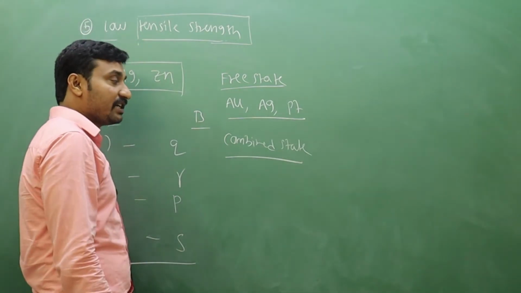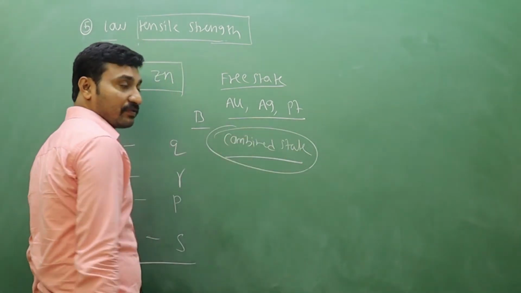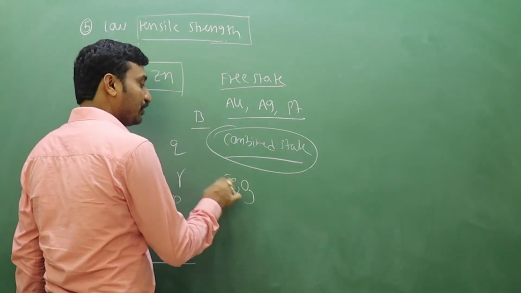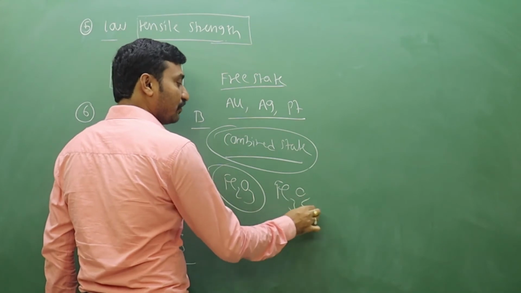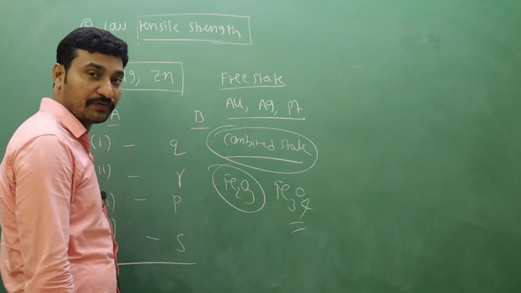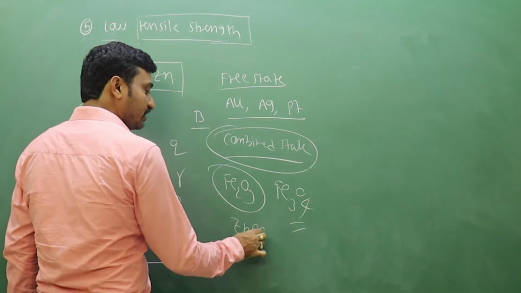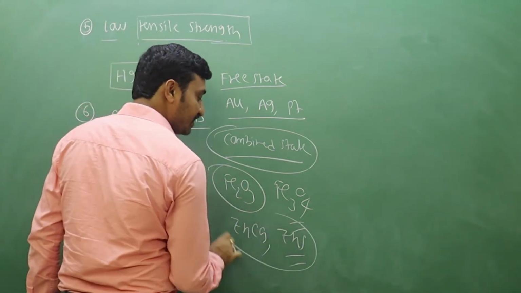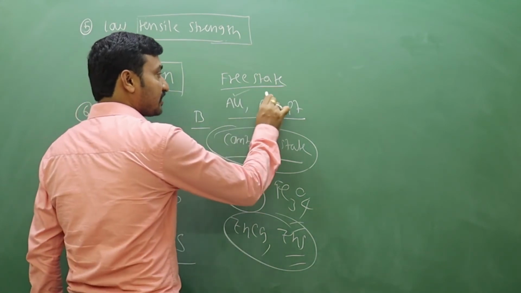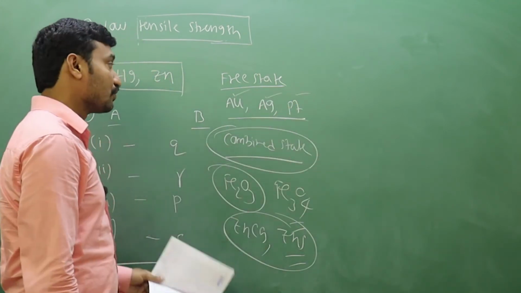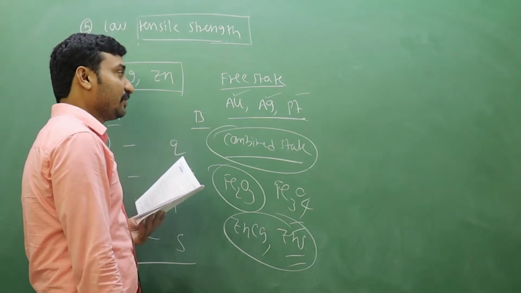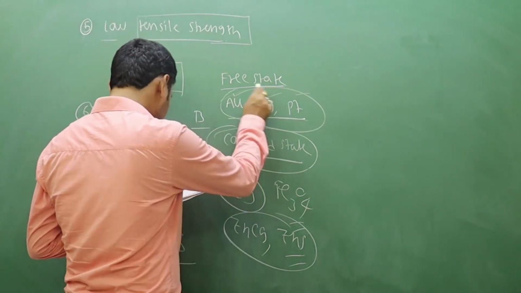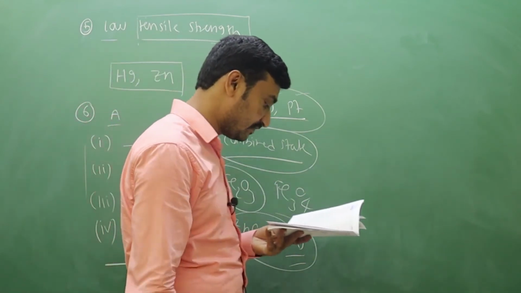Combined state means occurring in the form of compounds. For example, iron occurs in the form of Fe2O3 and Fe3O4. Zinc occurs in the form of zinc carbonate and zinc sulfide. These are combined states. Free state means occurring individually. So gold occurs in free state, silver occurs in free state, and platinum occurs in free state. Hence all these are correct statements: gold, silver, platinum.